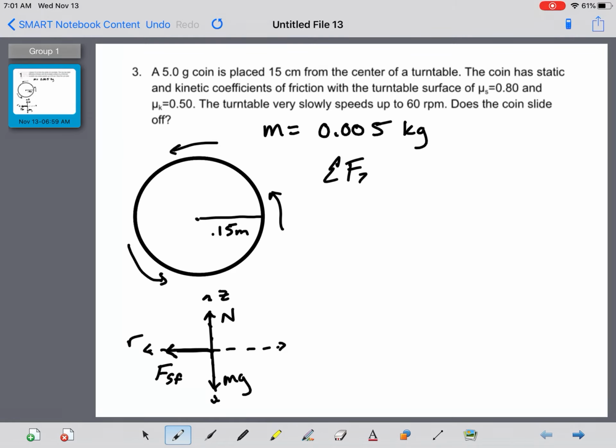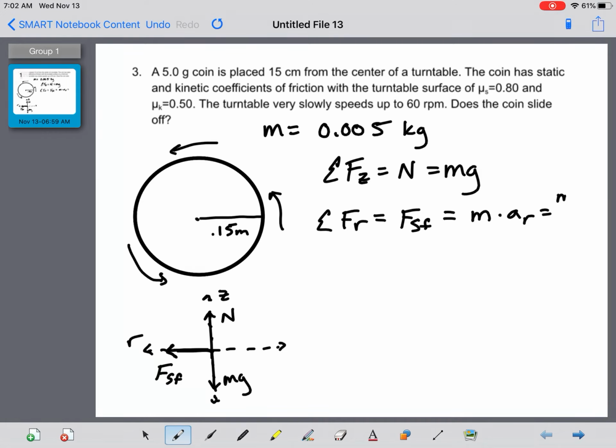Sum of the forces in the z direction. We know the sum of the forces in the z direction for uniform circular motion is 0. So the forces in the z direction here are the normal force, which is equal to mg. In the radial direction, then, I've got the force of static friction, which is equal to m times the acceleration in the radial direction, which is just mv squared over r. All right, so I've got all this information.